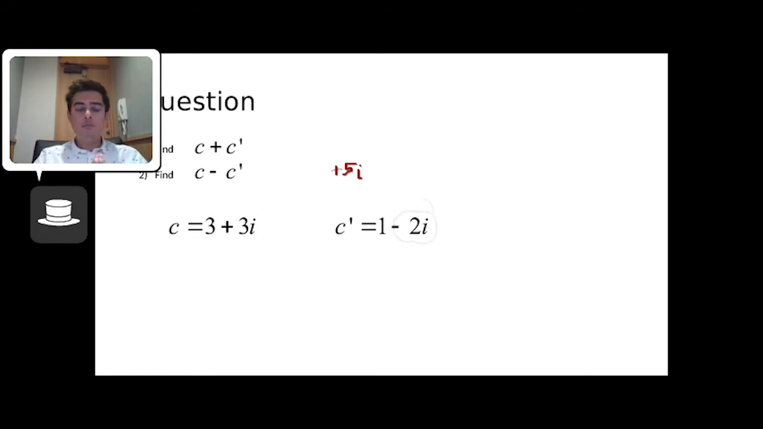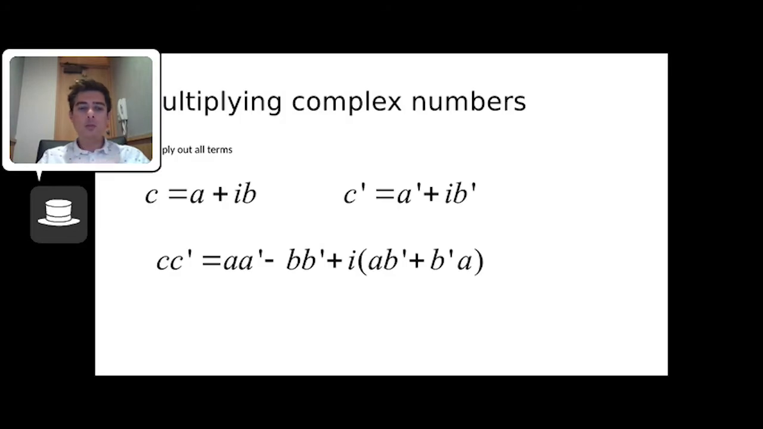Okay, so adding and subtracting complex numbers looks not so hard. What about if we multiplied two complex numbers?